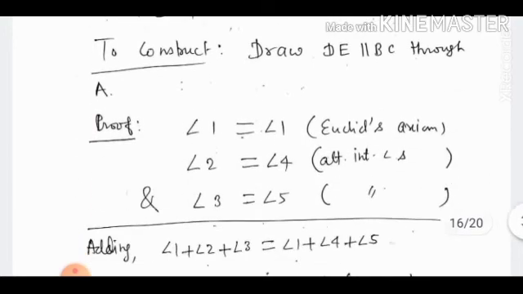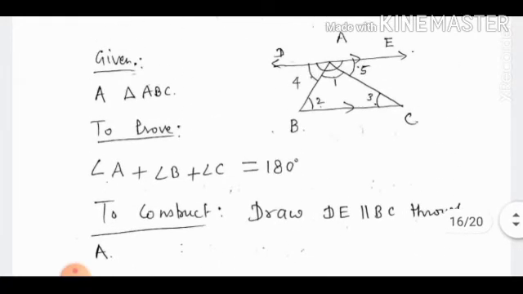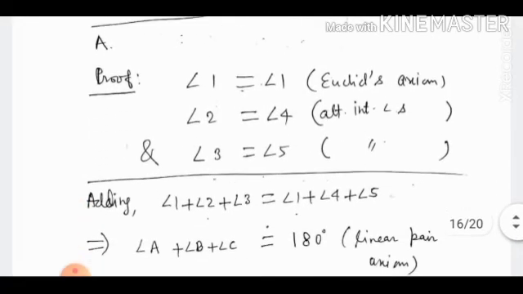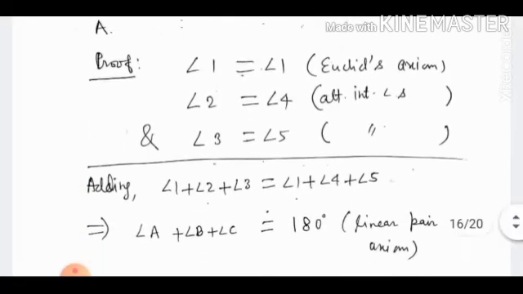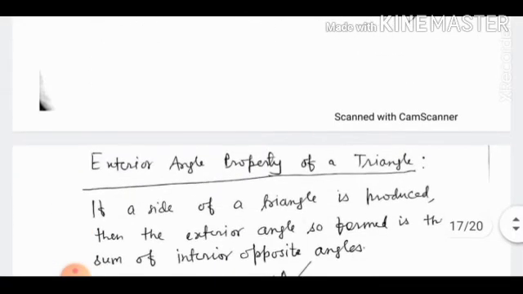Now adding, angle 1 plus angle 2 plus angle 3 is equal to angle 1 plus angle 4 plus angle 5. This implies that angle A plus angle B plus angle C is equal to, you can see angle 1 plus angle 4 plus angle 5 is equal to 180 degree by linear pair axiom. So angle A plus angle B plus angle C is equal to 180 degree. Now exterior angle property of a triangle.